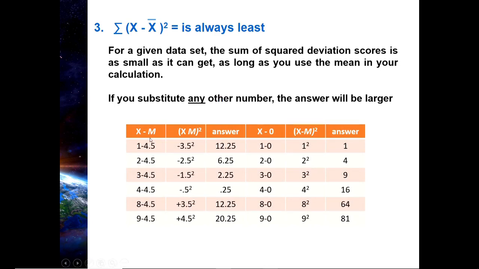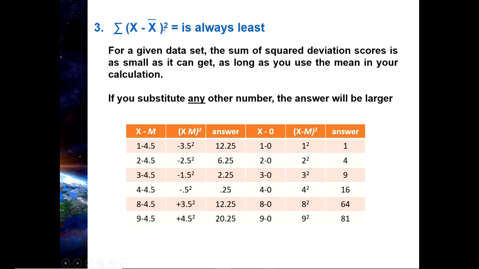Okay, now we're going to have to take this column by column. So here were all your x's, your scores. They were 1, 2, 3, 4, 8, and 9. Those were the scores in the sample. And then remember that we have to subtract x bar, right? Because that's what it says here, x minus x bar. So x bar was 4.5, so we're going to subtract 4.5 from all the raw scores. And here's our answer, negative 3.5, negative 2.5, etc. These are all the answers.